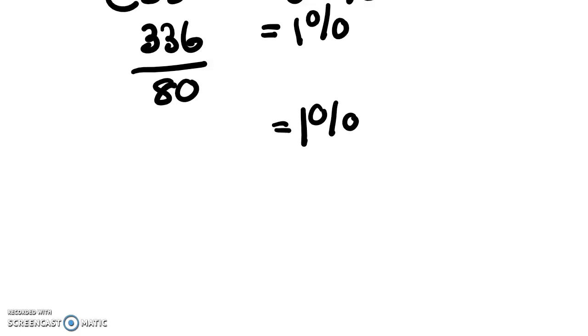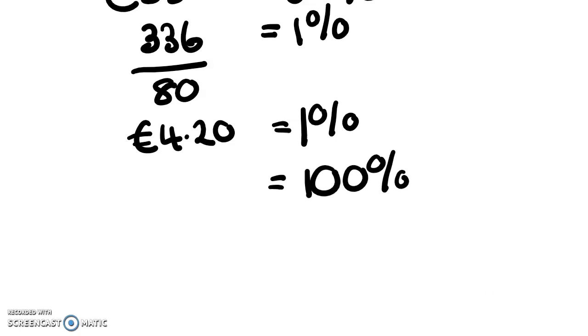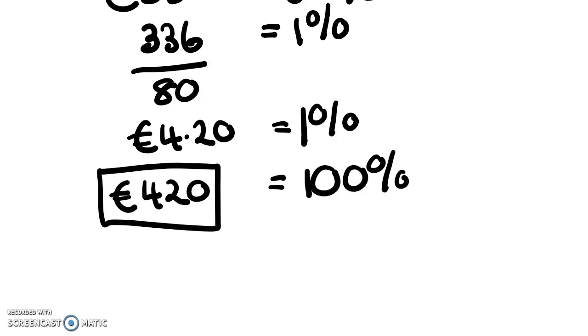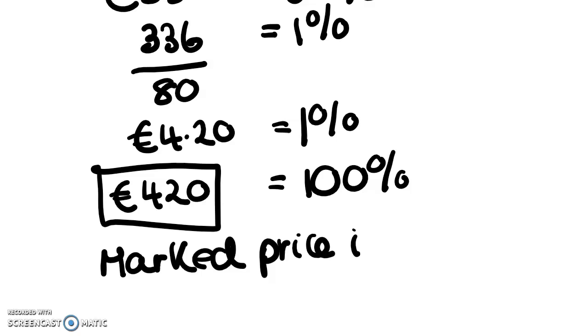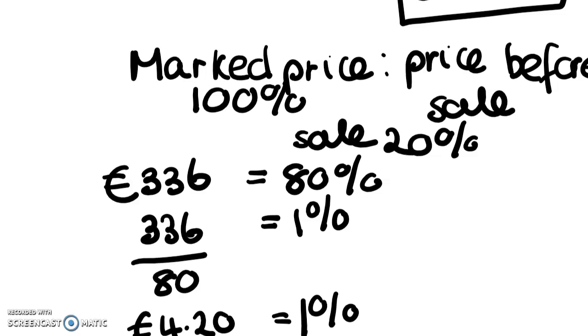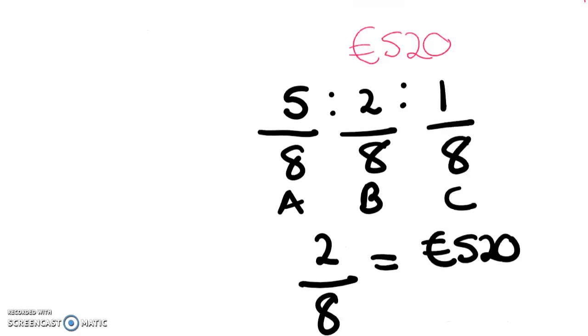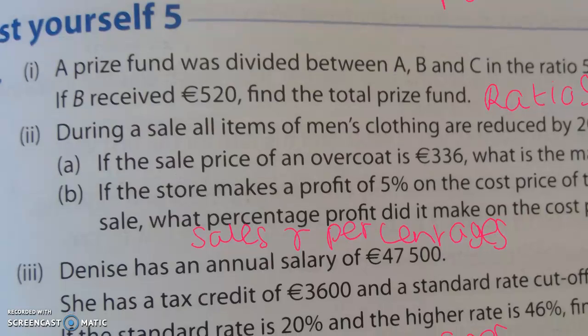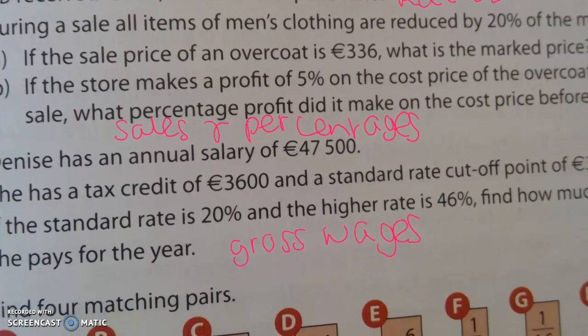So 1% equals 4.20, so 100% is 1% multiplied by 100, which is €420. This means that the marked price was €420. So that should be fine with you now. Okay, so now the next thing is we're going to go on to the second part of that question. I want you to read part B of double I.